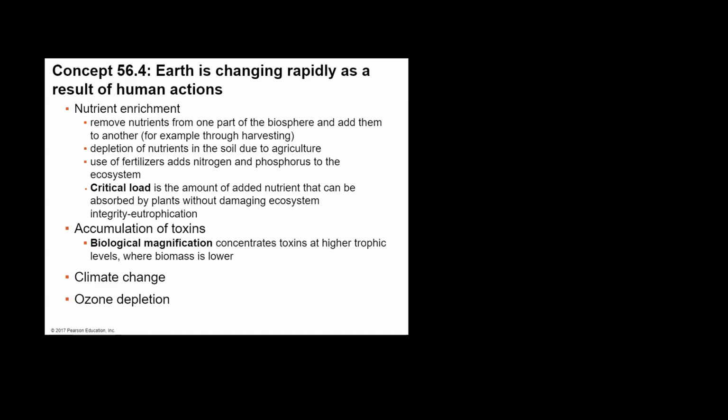Another human activity is the result of the accumulation of toxins. So as human activity releases toxins into the environment, into ecosystems, we have this biological magnification possibility, which is the idea that toxins get more and more concentrated the higher up we get in the food chain. We also have climate change and ozone depletion, which we'll take a look at in just a minute.